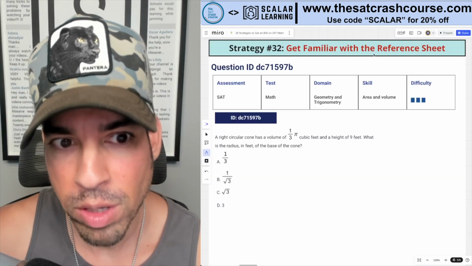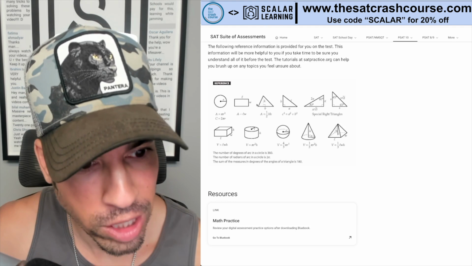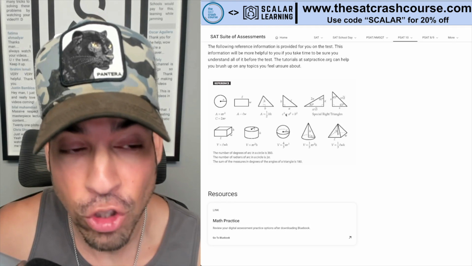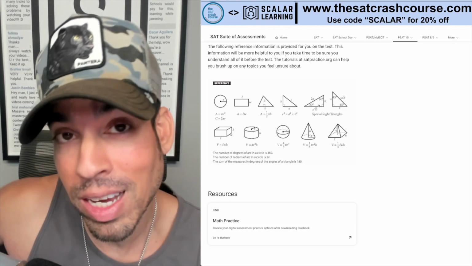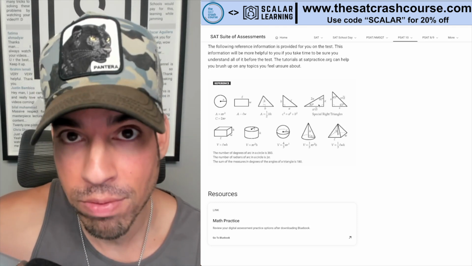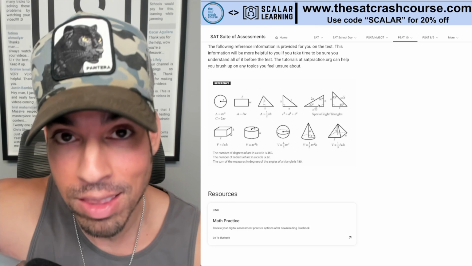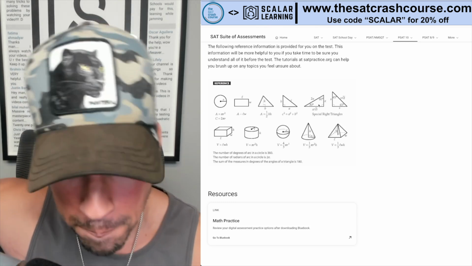Strategy number 32, get familiar with the reference sheet. So here is the SAT reference sheet, and these are all the formulas that are given. So you got to make sure you know what's here so that when they ask a particular question about one of these formulas, etc., you know where you can find it. And it's always accessible on the Blue Book app. Any question, you can just click the button that says reference sheet, boom, it will pop up.